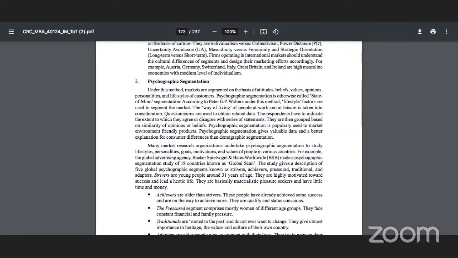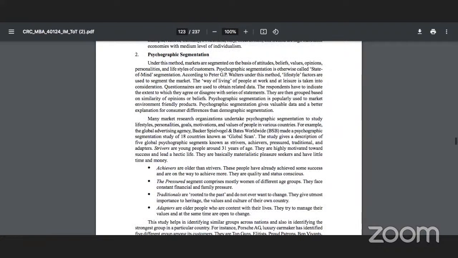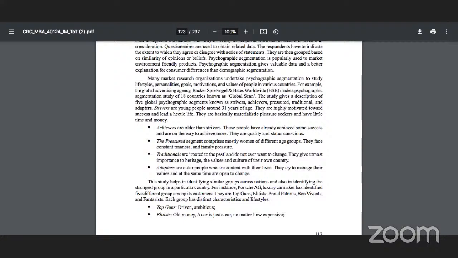Psychographic segmentation gives valuable data and a better explanation for consumer differences than demographic segmentation. So many market research organizations undertake psychographic segmentation to study factors like lifestyles, personalities, goals, motivations, and values of people in various countries. For example, the global advertising agency Baker, Spielvogel, and Bates Worldwide, that is BSB, one of the top advertising agencies worldwide, made a psychographic segmentation study of 18 countries. They called it the Global Scan. So, what did the study do? They understood 5 factors when they were doing this psychographic study.